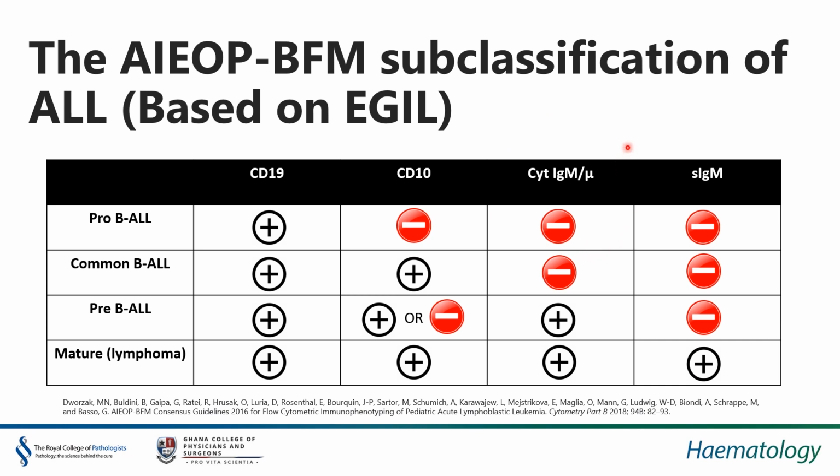Common B-cell ALL, we know that again expresses CD19. What we do see in common ALL is we get gain of CD10 or the CALLA antigen, but again is negative for cytoplasmic mu and also surface immunoglobulin.